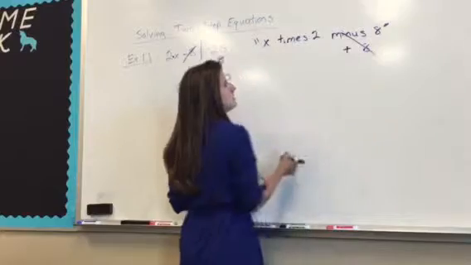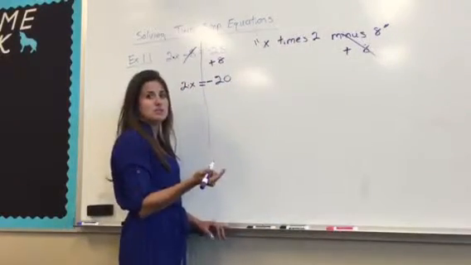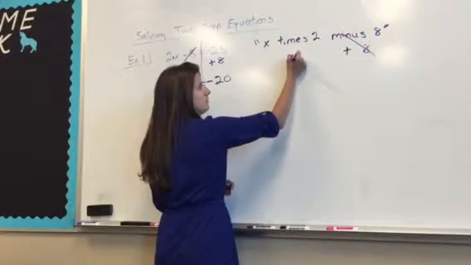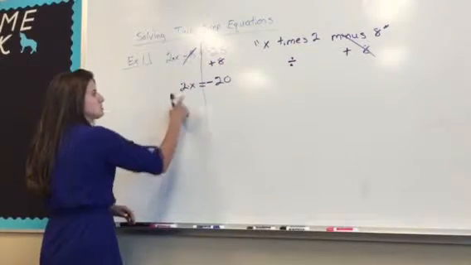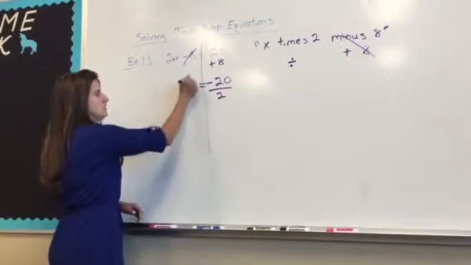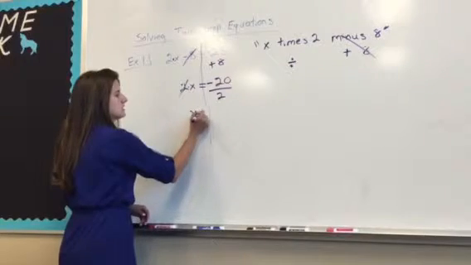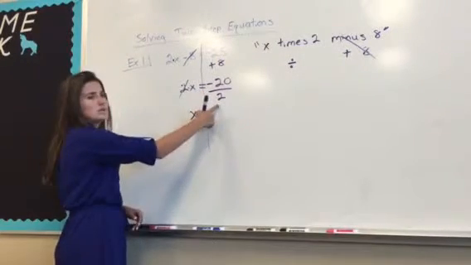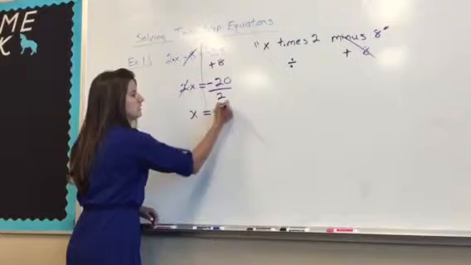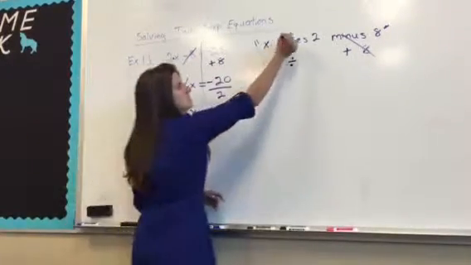So this disappears. So then the next operation is times. So the opposite is division. So in order to cancel this out, I'm going to divide by 2. So then that will disappear. So then all I have left is x. And then negative 20 divided by 2 will give me negative 10. So my final answer is x equals negative 10.